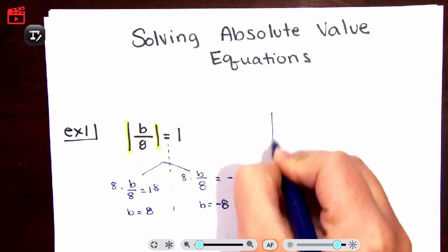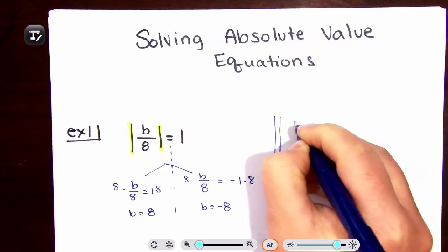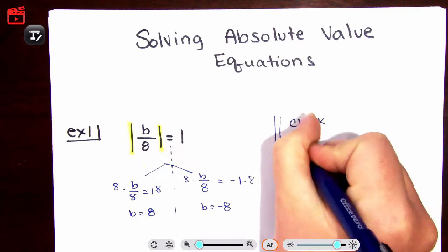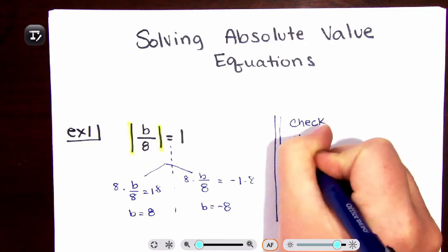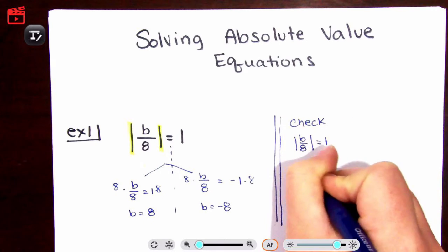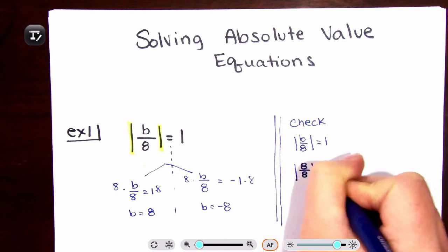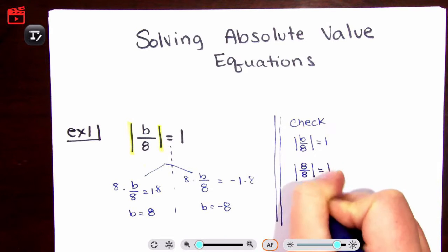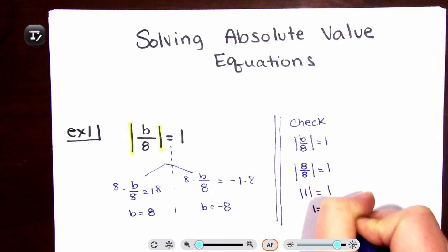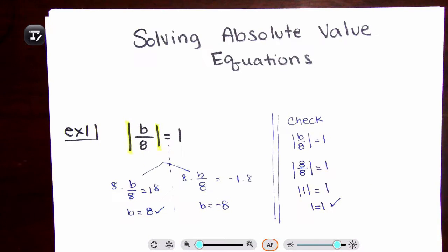Now we always have to check. If I plug it back in, it must work. For example, I have the absolute value of b over 8 equal to 1. If I plug in positive 8, 8 divided by 8 is 1. Absolute value of 1 is still 1. So 1 equals 1. That works out, so b equals 8 is one of our answers.